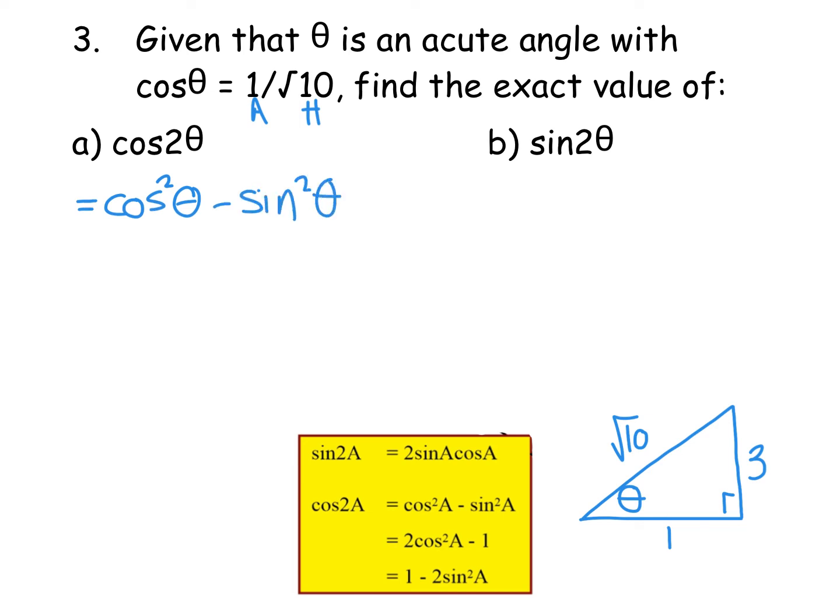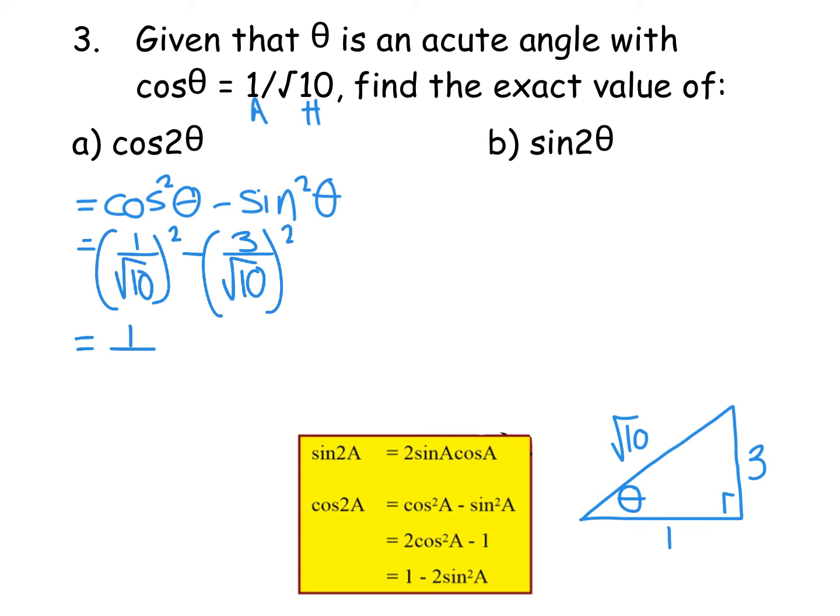And then just remember, cos squared theta is just cos theta all squared. Cos of theta, we were told in the question, was 1 over root 10. So we're then going to have to square that. Sin of theta would be 3 over root 10, and we're going to have to square all that. Now squaring a fraction is just square the top, square the bottom.